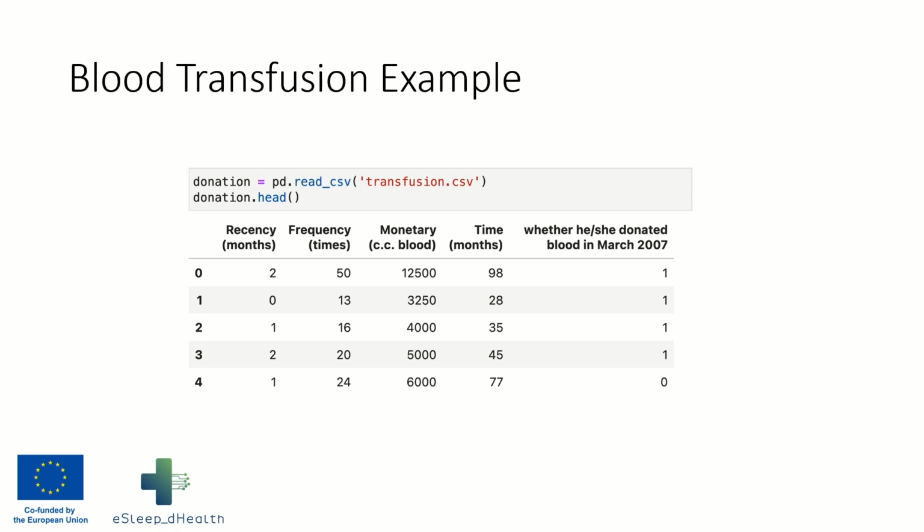And the column on the right will be our target variable. This is the information we're trying to predict with the machine learning model. It says whether he or she has donated blood in March 2007. If we see a 1, it means that the person has donated blood in March 2007. And if we see a 0, it means the person did not donate blood in March 2007.